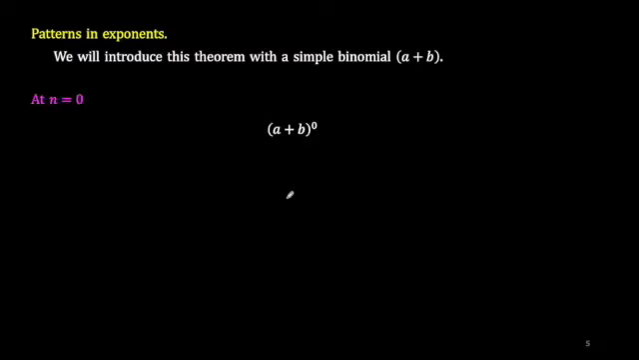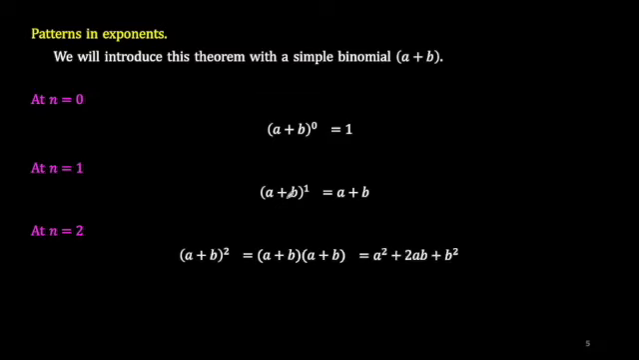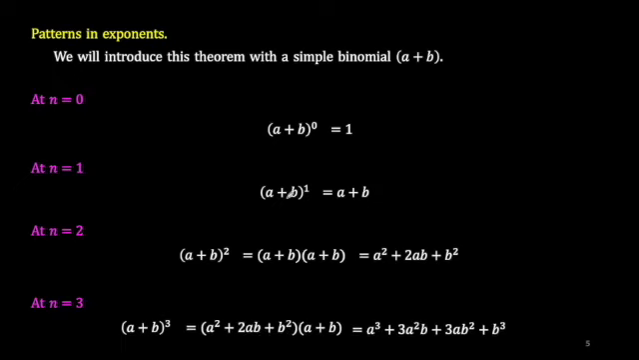At n is 0, we have a plus b raised to 0. And that is obviously equal to 1. At n is equal to 1, we have a plus b raised to 1, which is equal to a plus b. At n is 2, we have a plus b raised to 2. And it is in the form of a squared plus 2ab plus b squared. If n is 3, the expanded form is a cubed plus 3a squared b plus 3ab squared plus b cubed. And so on and so forth.